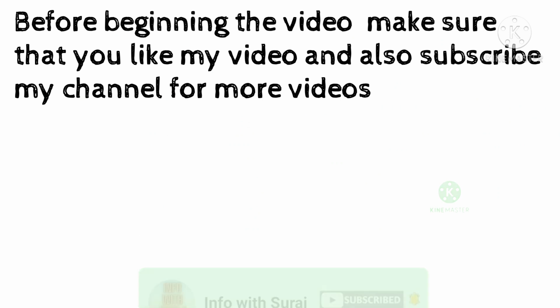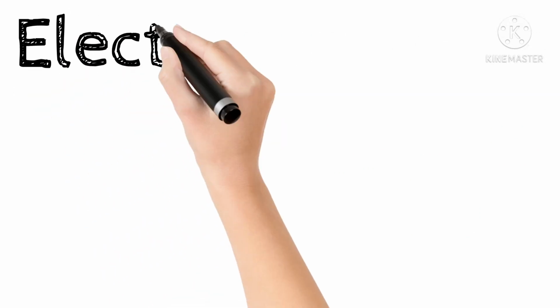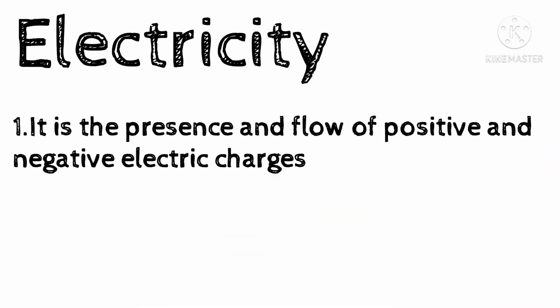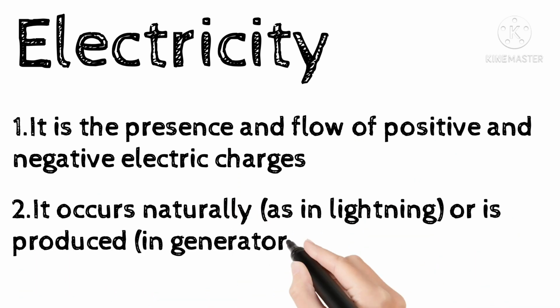So, let's begin. Electricity. It is the presence and the flow of positive and negative electric charges. We can say that electricity is the presence of flow of positive and negative electric charges which supply the energy. Point number 2. It occurs naturally as seen in lightning or is produced in generators.